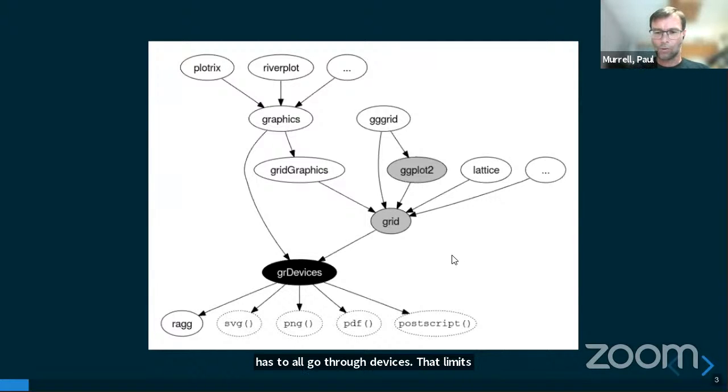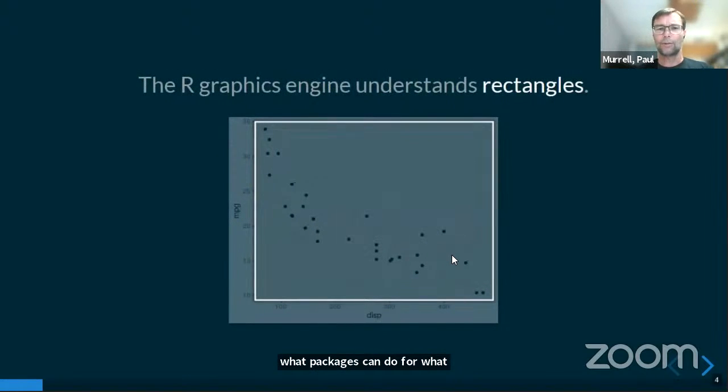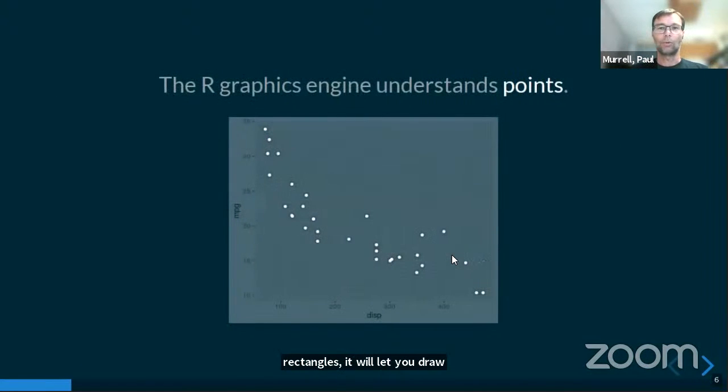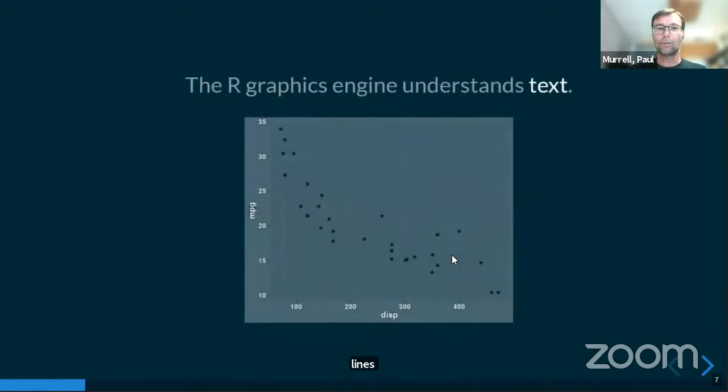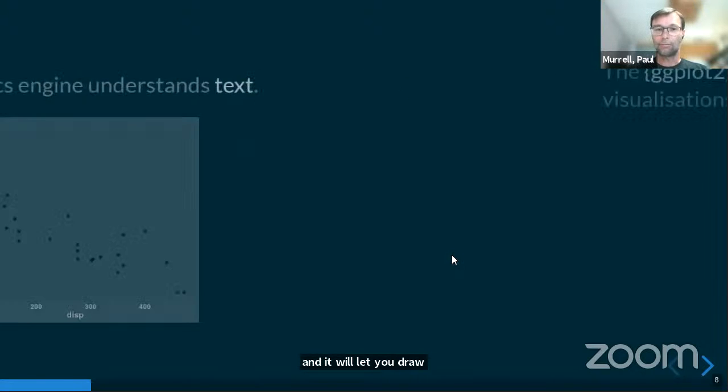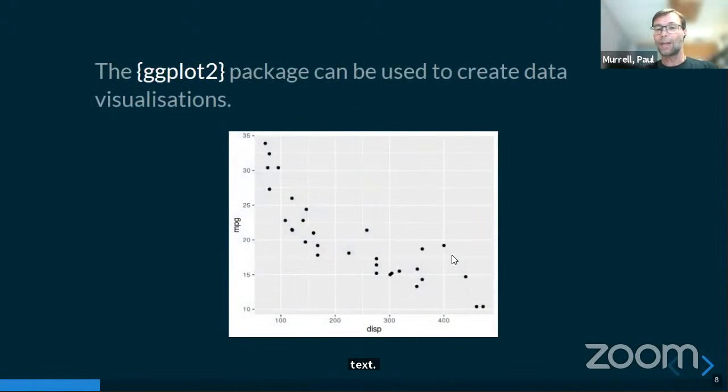So if you are ggplot2, then grDevices will let you draw rectangles, it will let you draw lines, it will let you draw points, and it will let you draw text. And in lots of cases, that's actually all you need, and you can produce a plot like ggplot2 does.